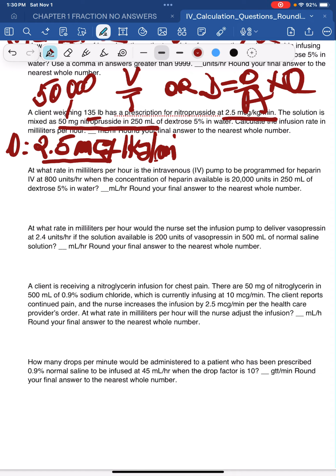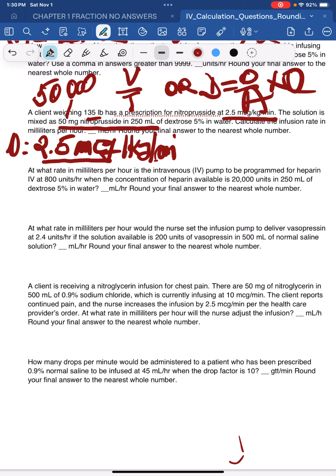Once you get your new order of 153 point something, multiply that by quantity. Your quantity is right there, 250. Then divide that by your available, which is 50,000. All right? Are we there? All right, let's start that again.